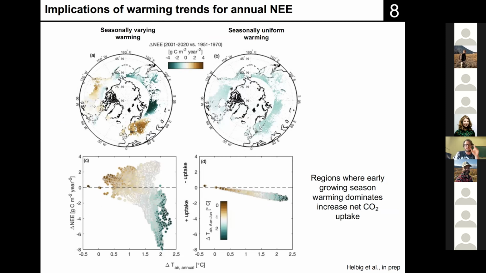That's the last slide. If you look at the warming in the early growing season, April to June, on the left side, this is the seasonally varying warming. You really see that the strongest uptake we can expect is in the areas that have early growing season warming, whereas when there is almost no warming, we probably expect losses in net CO2 uptake. So really, the regions where early growing season warming dominates increase the net CO2 uptake. Thanks.